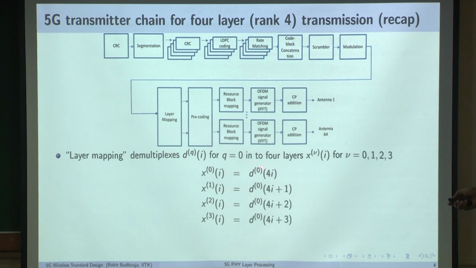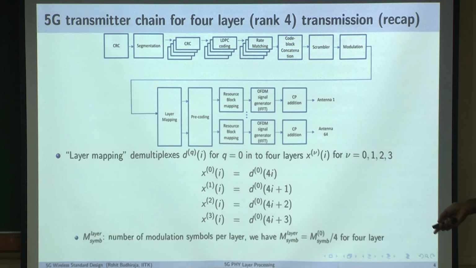If NL is 2, what will happen? It will be 2i and 2i plus 1, and nu will run only from 0 to 1. In this case there are 4 layers, so the layer index is 0, 1, 2, 3, and i is the index of these demultiplexed layers. This is what is happening, so you have gotten 4 layers after that.